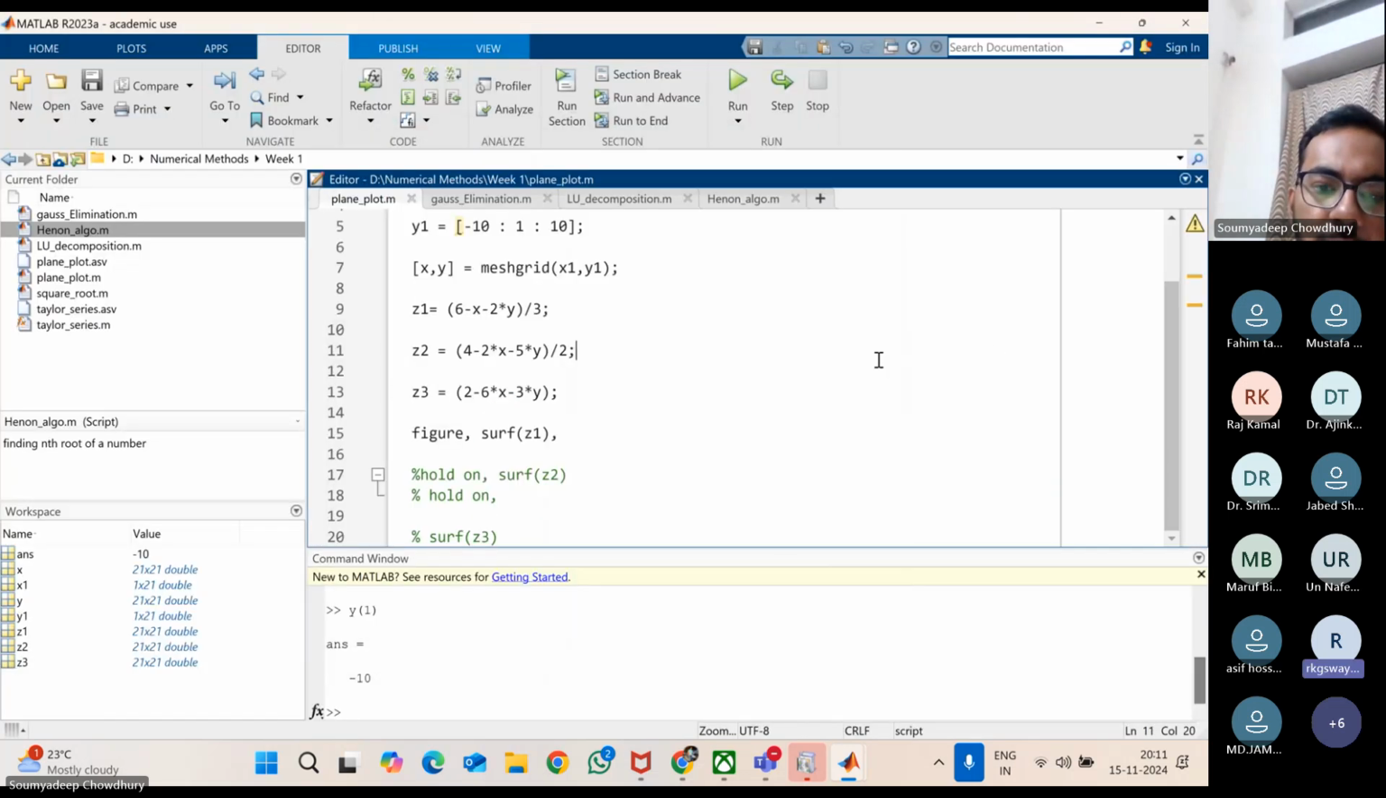Can you explain this mesh grid concept again? Yes, I'll explain the meshgrid. Just give me a few moments. I'll just finish this and I'll write and show how it is working.